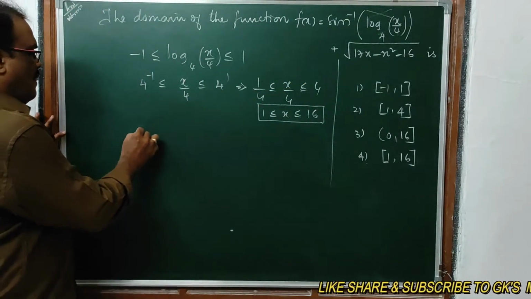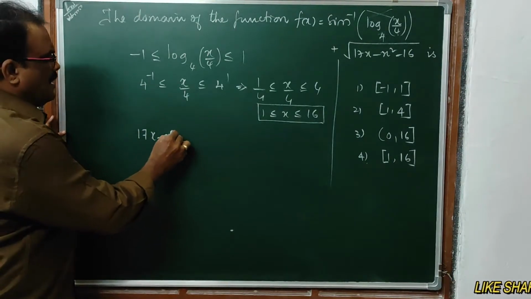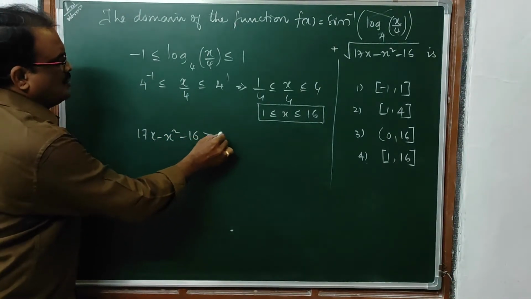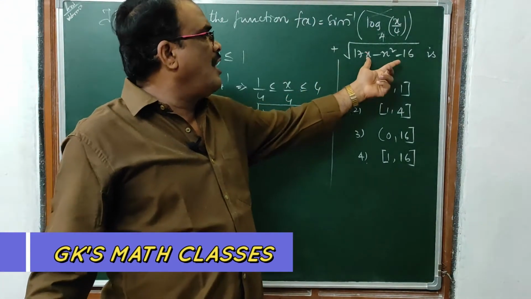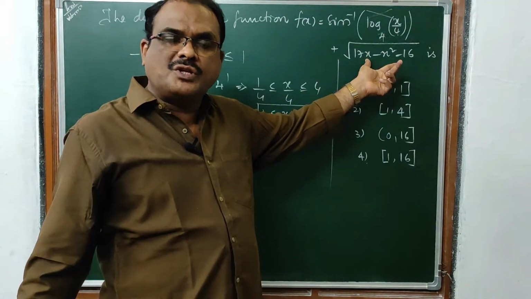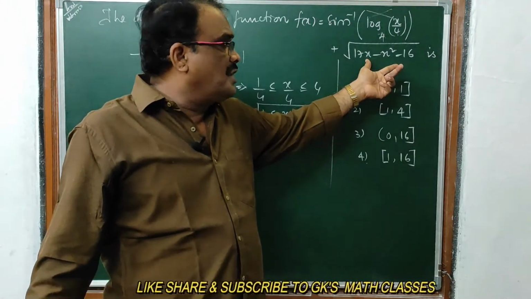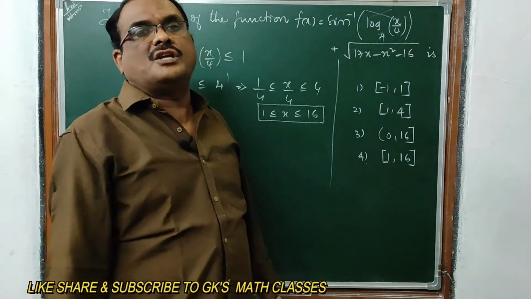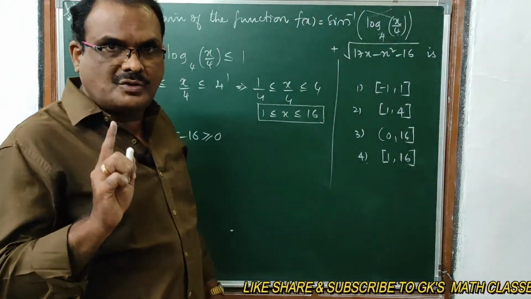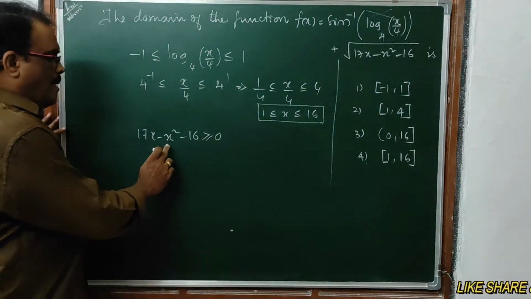What is that? Under root should be greater than or equal to 0. Under square root, the value should be greater than or equal to 0. If at all this root is in the denominator, under root should be only greater than 0. It should not be equal to 0. That is the thing to be noted.